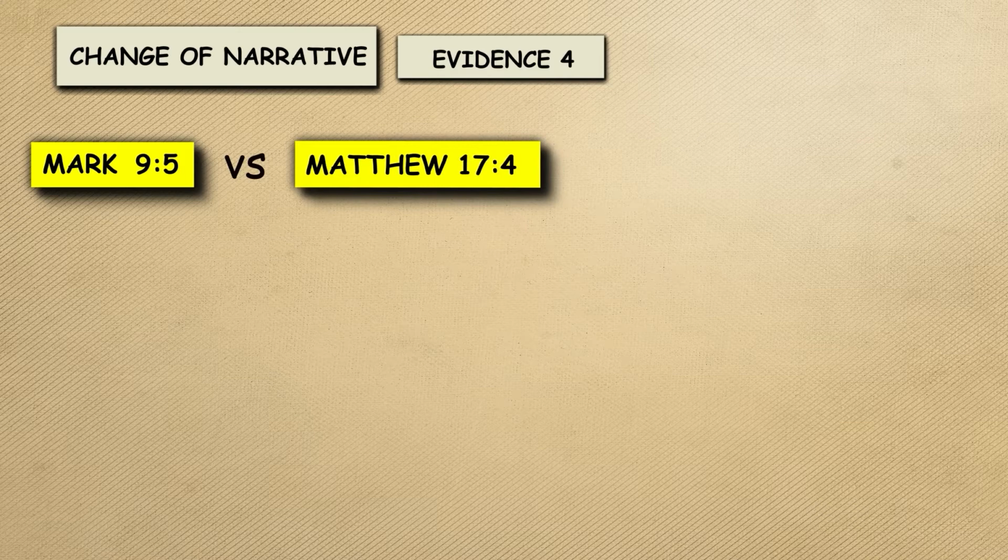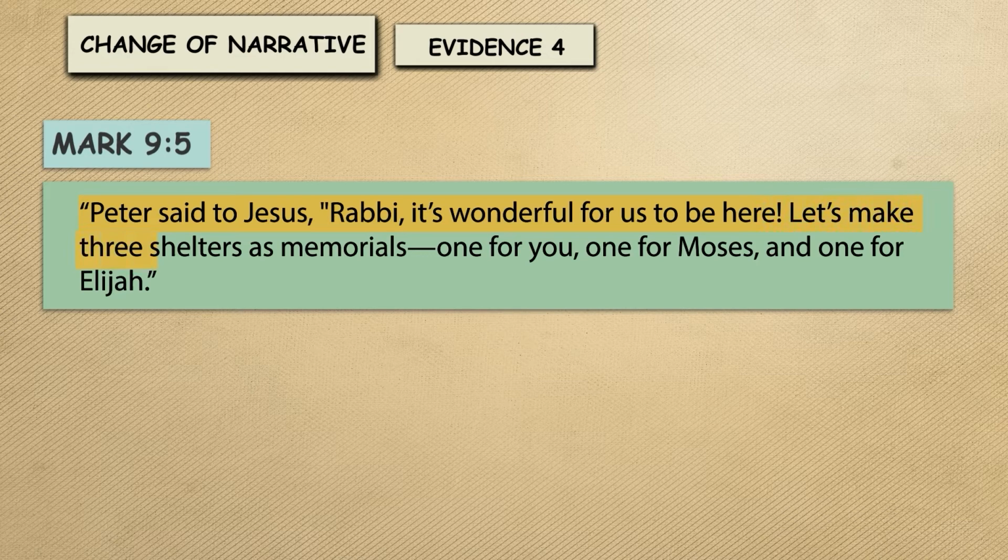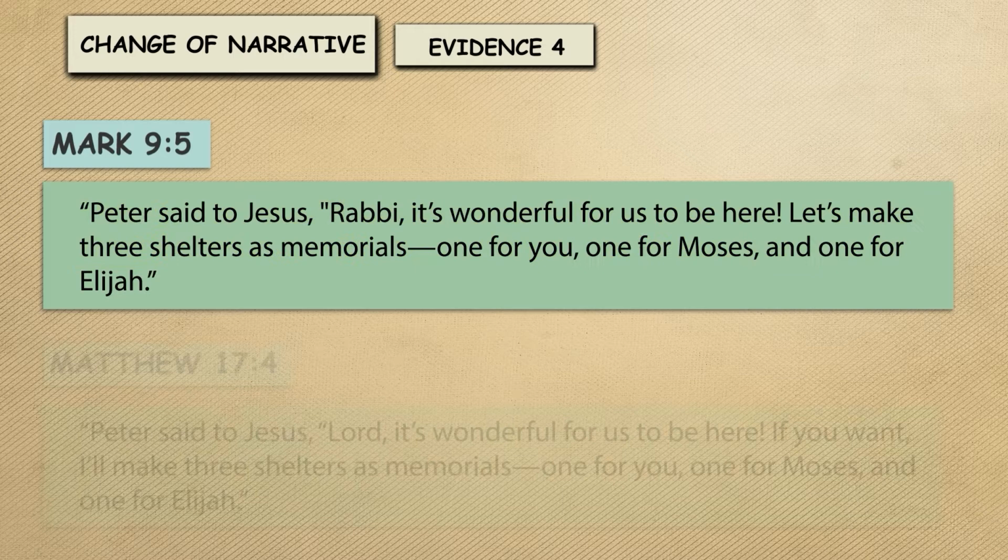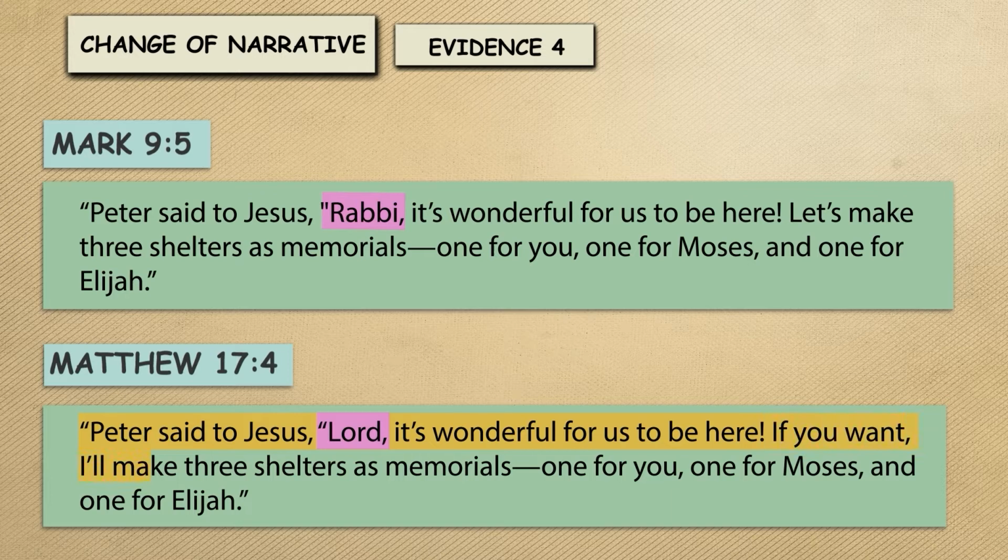Mark 9:5 versus Matthew 17:4. Peter said to Jesus, Rabbi, it's wonderful for us to be here. Let's make three shelters as memorials, one for you, one for Moses, and one for Elijah. Peter said to Jesus, Lord, it's wonderful for us to be here. If you want, I'll make three shelters as memorials, one for you, one for Moses, and one for Elijah.